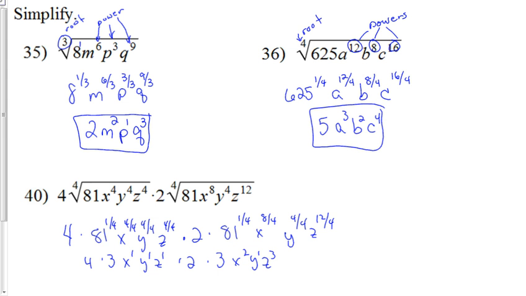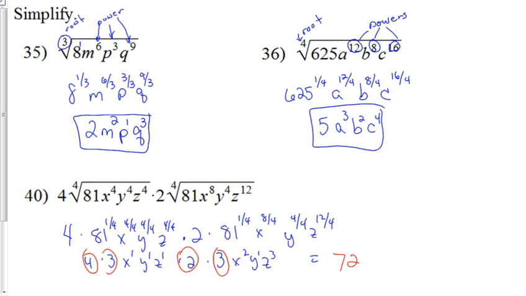And now we can just use the product property to write our final answer. 4 times 3 is 12. 12 times 2, so I'm taking care of all the coefficients. 12 times 2 is 24. 24 times 3 is 72.